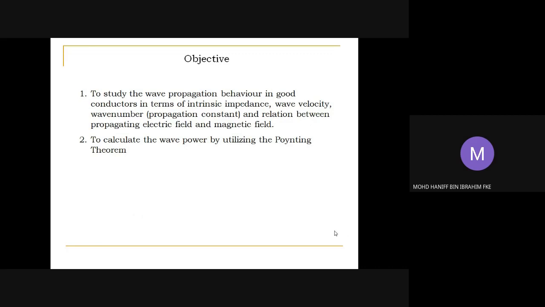We're going to look at the wave propagation behavior in a good conductor in terms of intrinsic impedance, to see what the value of the intrinsic impedance should be for a good conductor. Afterwards, we'll look at the wave velocity and the phase constant. Finally, we'll look at the relationship between the propagating electric field and the magnetic field. The second objective is calculating the wave power by using the Poynting Theorem.